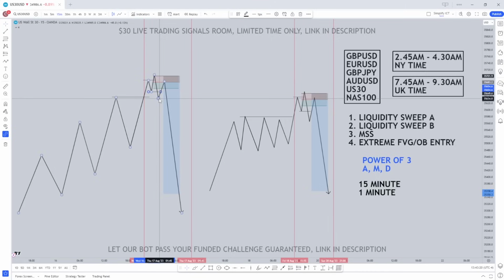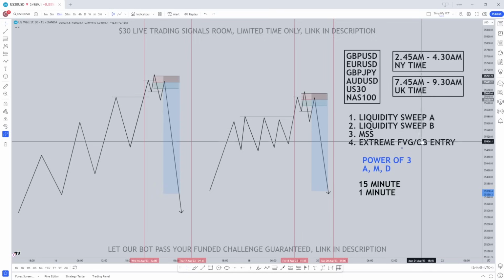Now, I've preached this in my videos multiple times before. We want to look for that market structure shift with displacement, because if price makes a wick right here, that's telling us that smart money probably isn't involved in that move. If price makes a whole body and a full energetic move below this price level, that tells us that smart money has entered the market. So now the last step is we're going to look for that extreme FVG or order block entry.